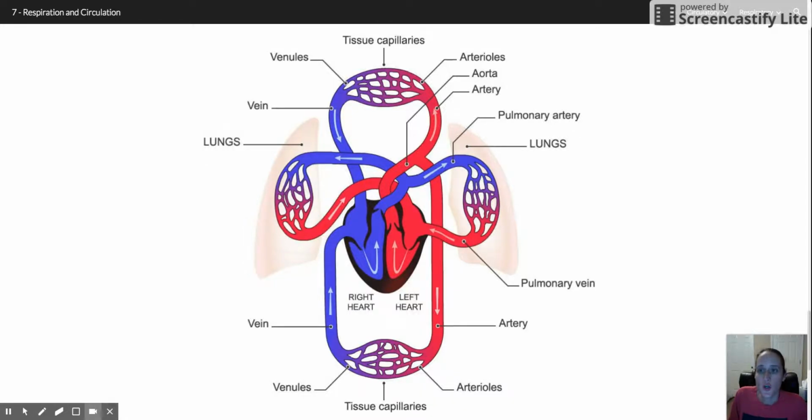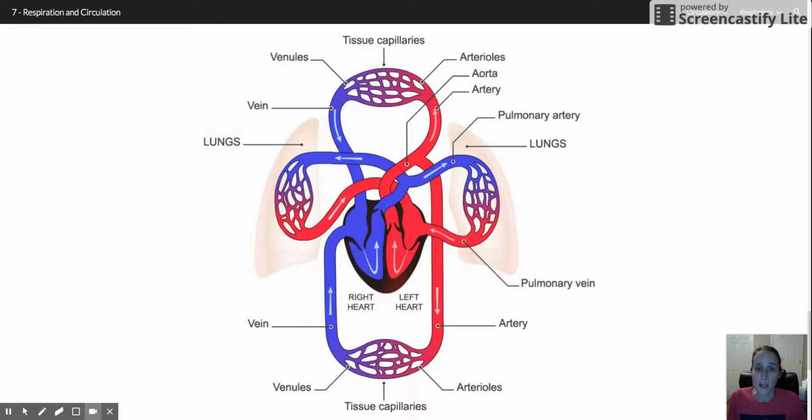Hey there, so we're moving on to respiration and circulation, and we're going to start with the circulatory system. Now, we often teach these systems together because they are intertwined, because they involve the lungs and the oxygen, but we're really going to be focusing on the movement of the blood through the circulatory system.